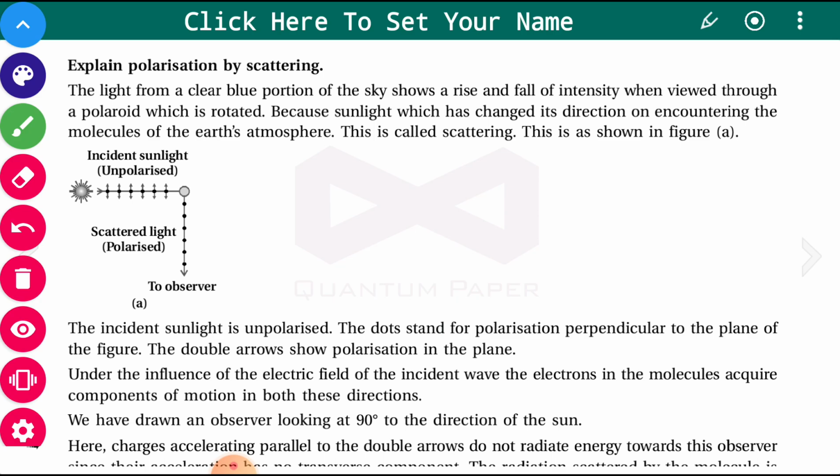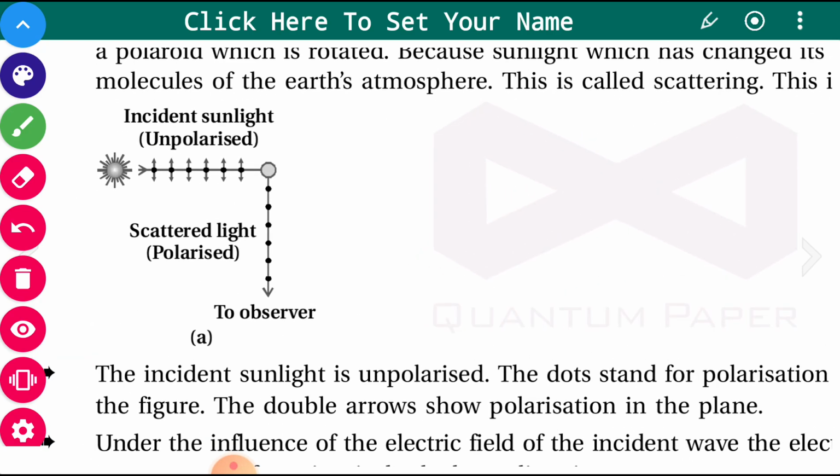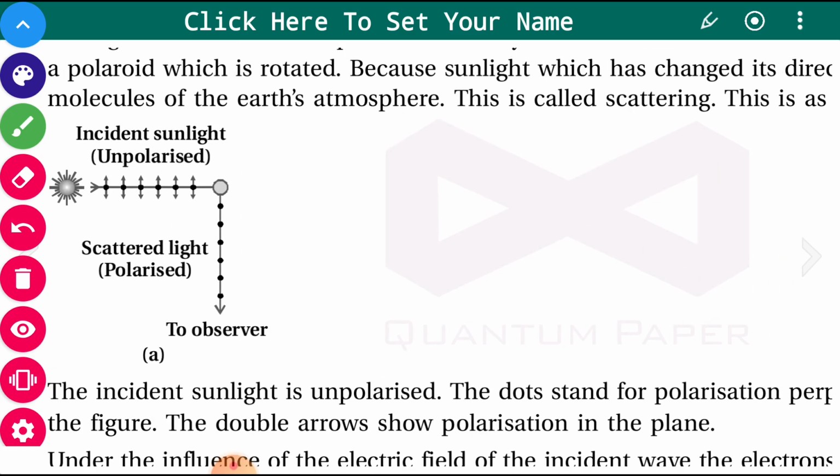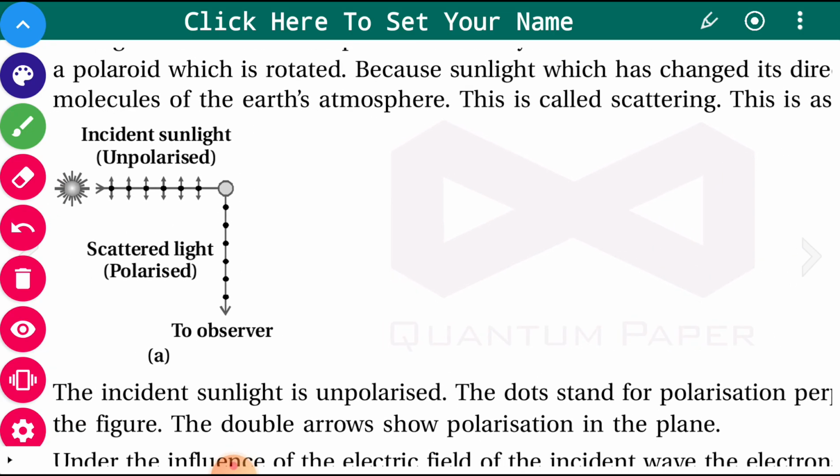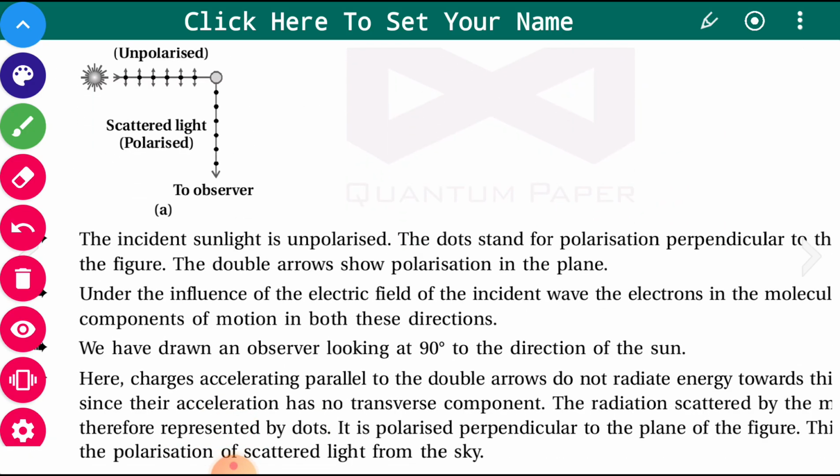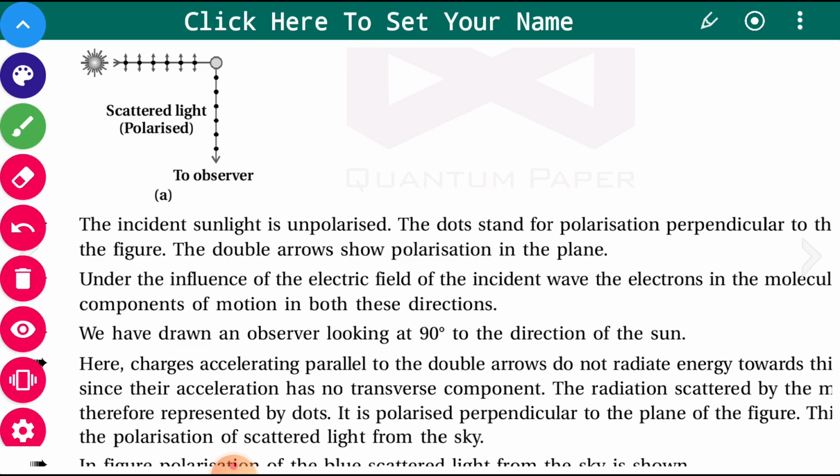Here the unpolarized light is incident. Now when it encounters the different particles which are present, the light is getting scattered, and the scattered light is found to be polarized light. The incident sunlight is unpolarized.